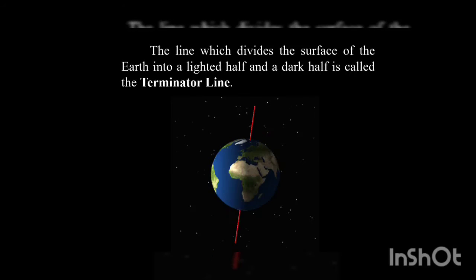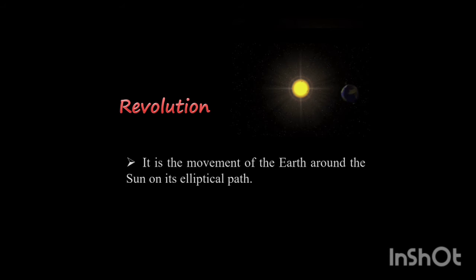The line which divides the surface of the earth into a lighted half and a dark half is called the terminator line. What is revolution? It is the movement of the earth around the sun on its elliptical path.